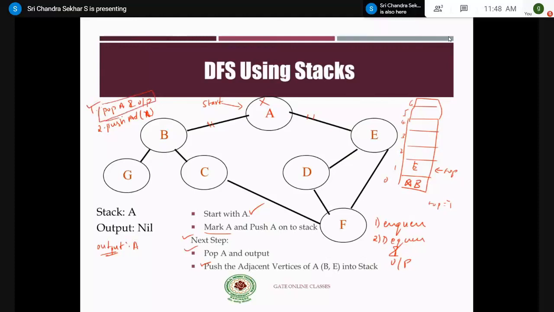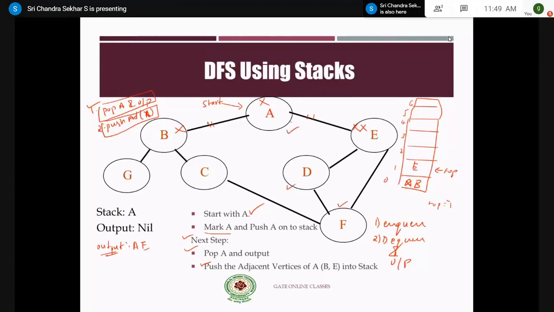Now you continue these two steps: pop the element and output it, and then push the adjacent vertices of that element. Whenever you push elements into the stack, you mark them as visited vertices, right? So you pop E and place it in the output. After popping, what you have to do? You have to push the adjacent vertices of E which are unvisited.